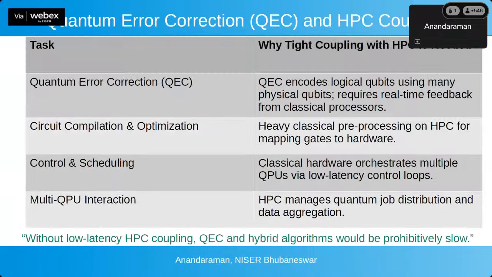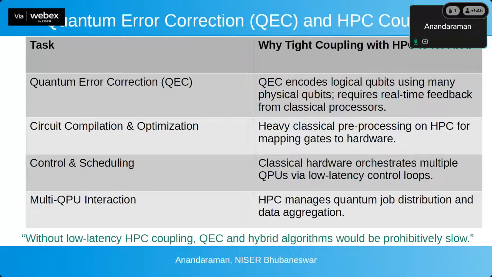So why is HPC needed? Without HPC, even quantum error correction is not possible. In quantum error correction, QC encodes a logical qubit using many physical qubits and requires real-time feedback from a classical processor. So quantum error correction also happens in classical only. Circuit compilation and optimization can happen in HPC. Control and scheduling will happen in HPC. Multi-QPU, that is multiple quantum processing units, interaction will happen through HPC only.